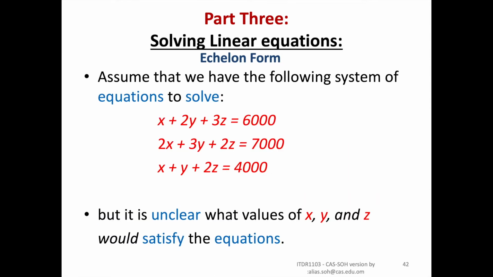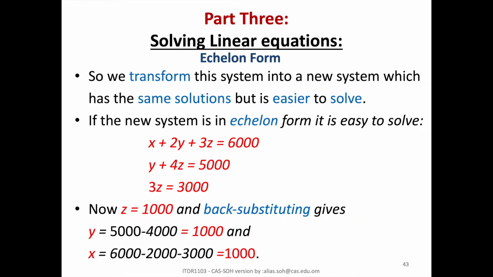of a matrix. So assume we have the following system of equations, which are three equations with three variables. From here, we cannot identify the values of x, y, and z to satisfy the equations. Therefore, we can transform this system into a new system to produce the solutions. The new system is in Euclid form, where we eliminate variables from down to up, so we can get the value of one, substitute in the second row, get the value of the second, and then substitute the two variables in the first row to get the value of the third one.